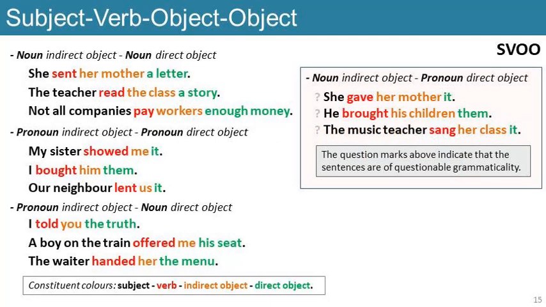The usual order of the two objects in SVOO is the same whether those objects are nouns or pronouns, namely indirect object first, direct object second. However, the last combination here, where the noun is the indirect object and the pronoun is the direct object, is problematic. We will come back to this later in the lesson.